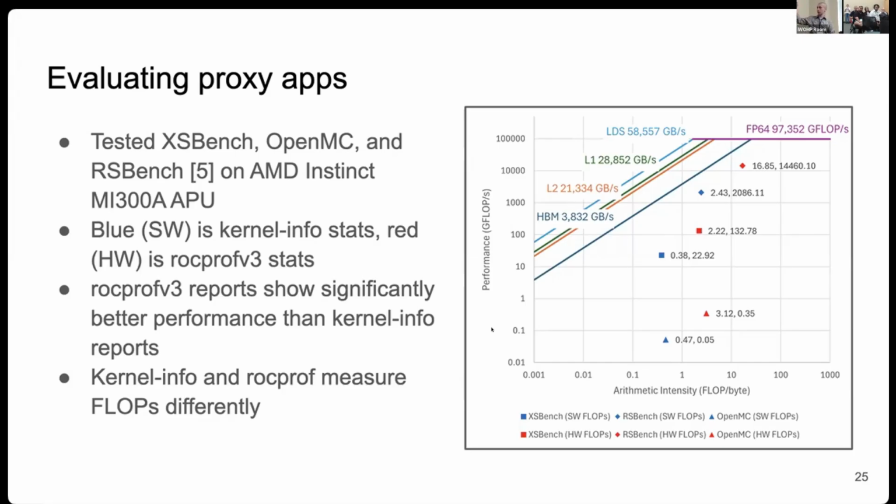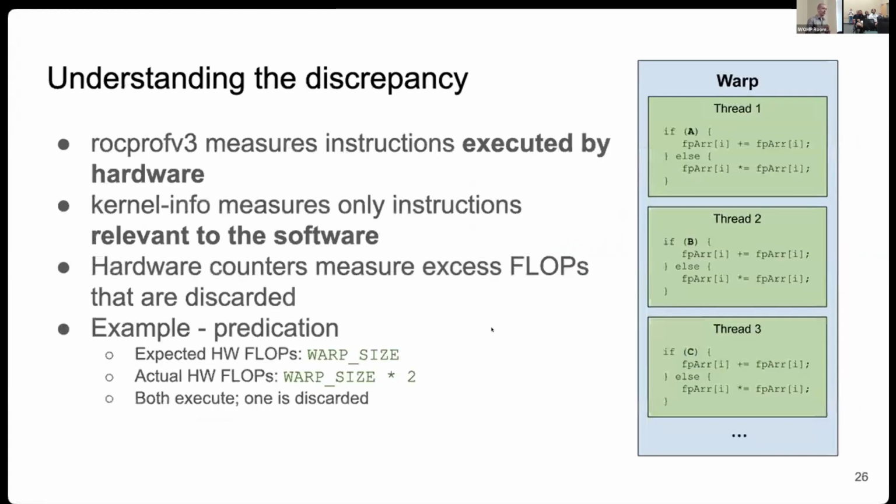So each test is plotted on this roofline. The blue ones are the kernel info tests, and the red ones are the rocprof reports. And what you'll notice is that on this roofline graph, the rocprof tests are reported as being much more performant than their corresponding kernel info reports. And this is due to a difference between what the two things measure. So these two tools measure different things. Rocprof measures the number of hardware instructions recorded, whereas kernel info measures the amount of hardware instructions that are relevant to our program specifically.